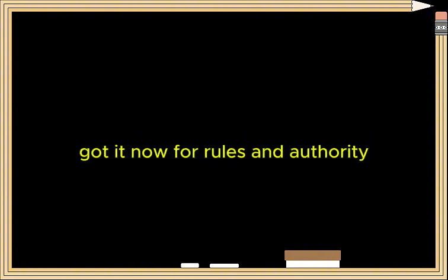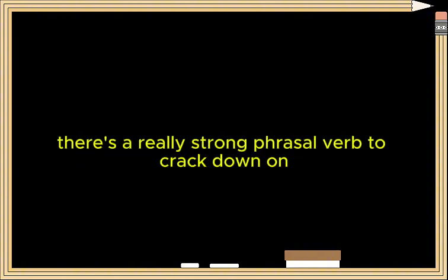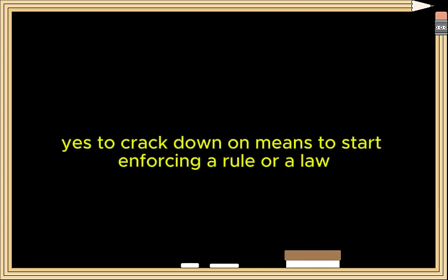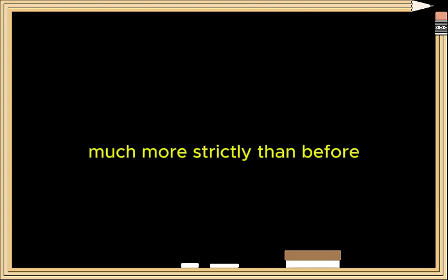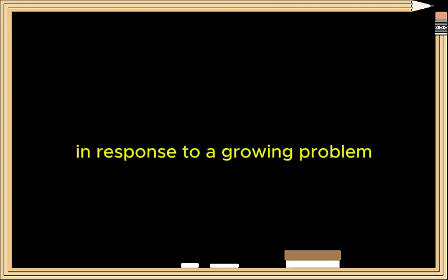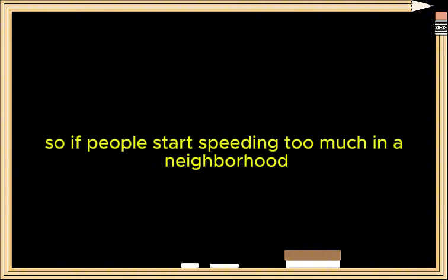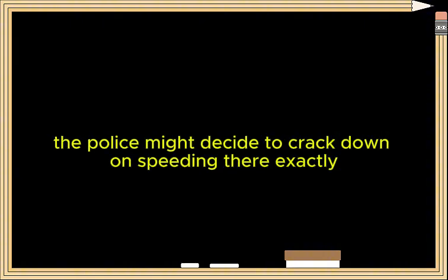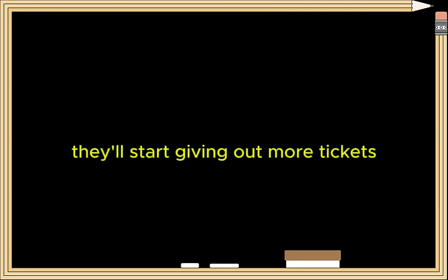Got it. Now, for rules and authority, there's a really strong phrasal verb, to crack down on. To crack down on means to start enforcing a rule or a law much more strictly than before. It's always an action taken by an authority in response to a growing problem. So if people start speeding too much in a neighborhood, the police might decide to crack down on speeding there. Exactly. They'll start giving out more tickets.